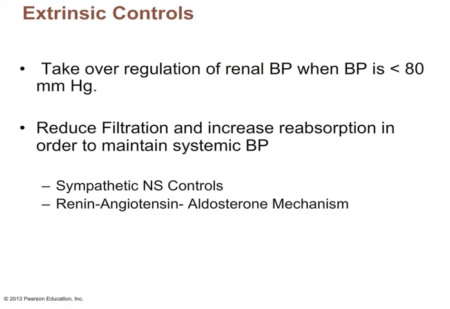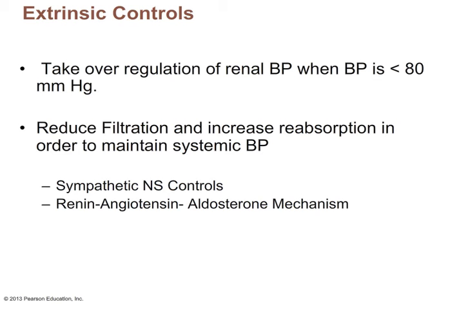Okay, the second mechanism for control of glomerular filtration rate is something called extrinsic controls. And again, extrinsic controls involve factors outside of the kidney. And basically, they only take over if the blood pressure is lower than 80 millimeters of mercury or greater than 180 millimeters of mercury, which usually doesn't happen if we're talking about a nice healthy person.